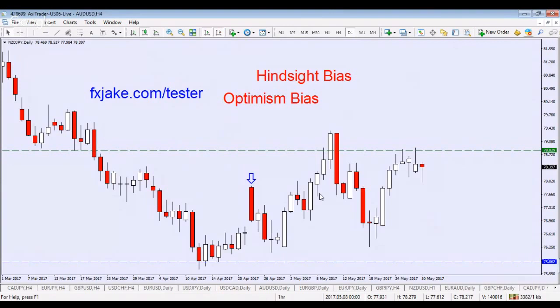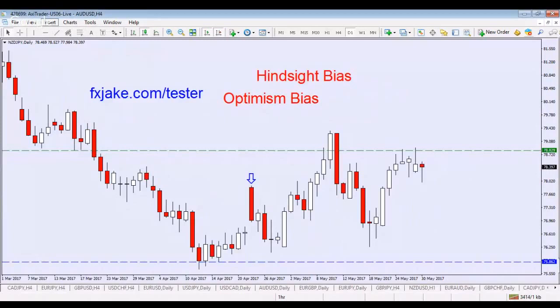Now, optimism bias is very similar but not the same thing. The antidote for these is the same. Optimism bias is, well, I wouldn't have done that. Like, I wouldn't have taken that trade. So, for example, let me just give you a quick one here.